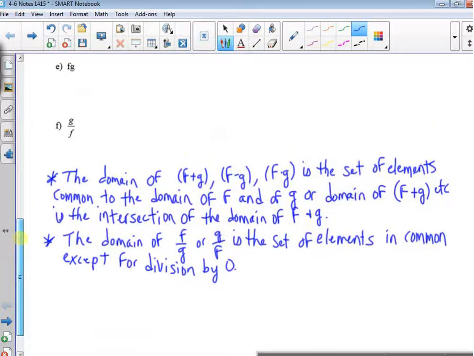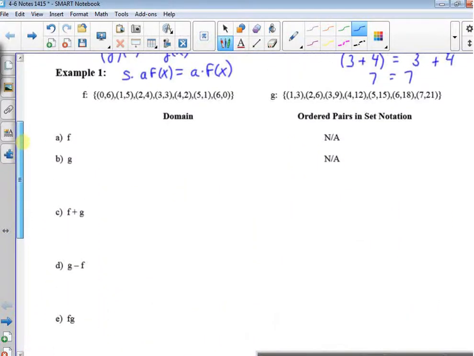All right, so let's go to the top here and start asking for the domain. On the first one, it would be just the x coordinates, remember? So 0, 1, 2, 3, 4, 5, and 6. The domain of g is 1, 2, 3, 4, 5, 6, 7.